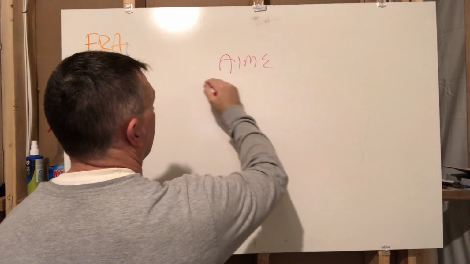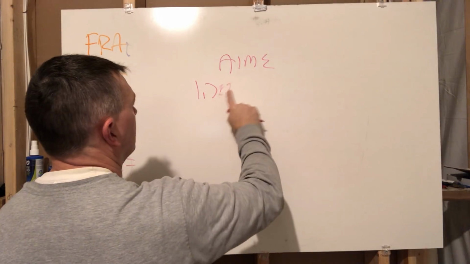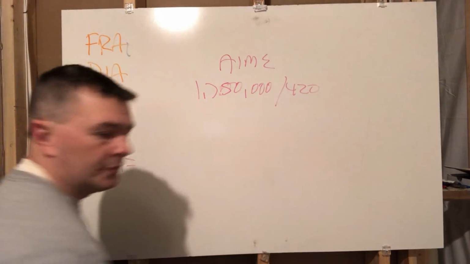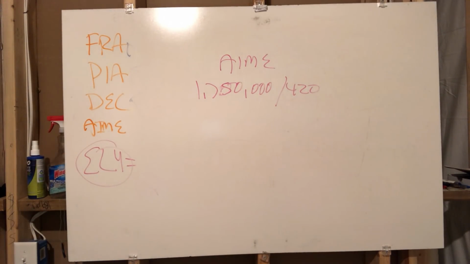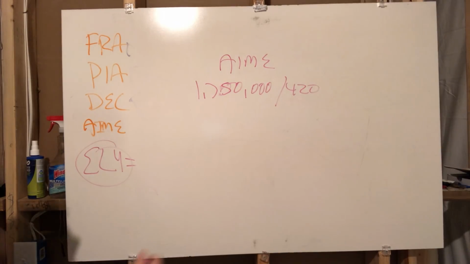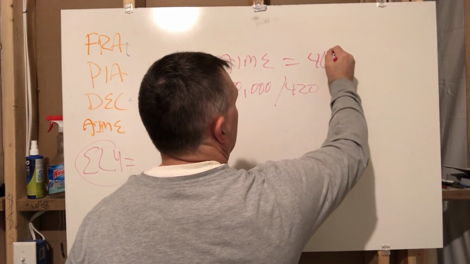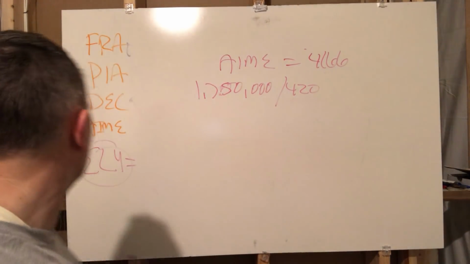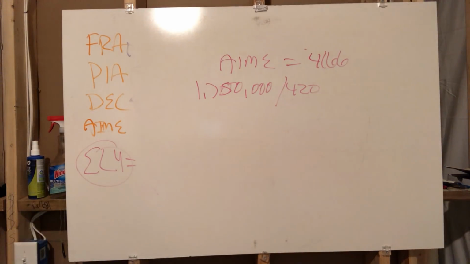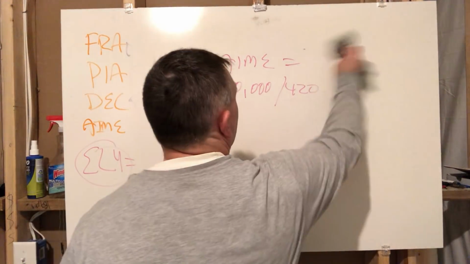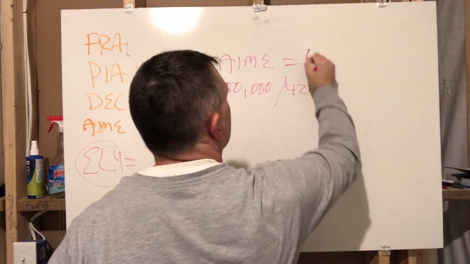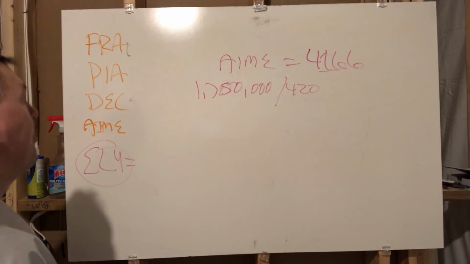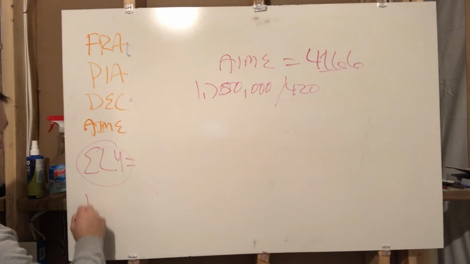So we got AIME. In this case, we have 1.75 million. We're going to divide by 420, and we have our AIME of 4166. So that's our average indexed monthly earnings, 4166. Can you read that? Maybe not so well. Let me get my, there we go. Your average indexed monthly earnings is 4166. Now we got to do the bend points. Let's write this. Bend points.